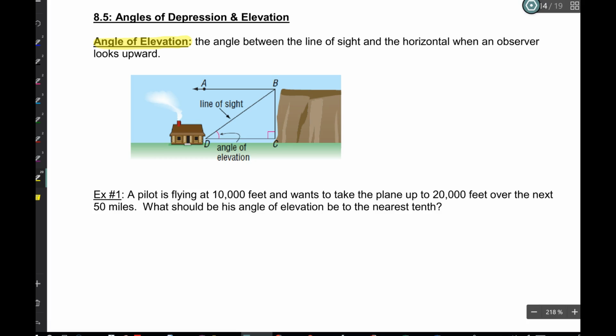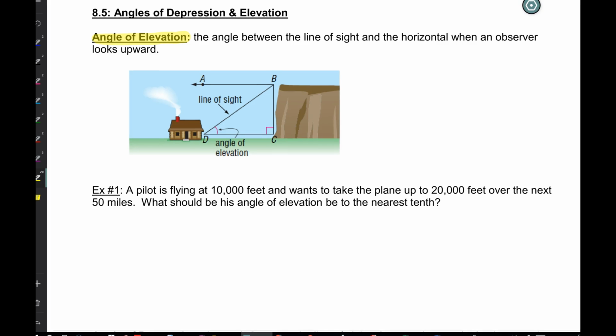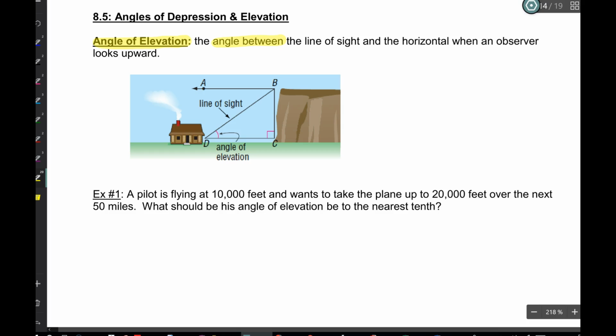is just kind of like, let's say you're standing here, here's this house, and you're looking to the top of a cliff or mountain or whatever. The angle of elevation is the angle of your line of sight. Imagine a string tied from here to here; it's the angle it makes with the flat land, with the horizon. Does that make sense? So it's the angle of your line of sight when an observer looks upward. So right here, that's your angle of elevation.